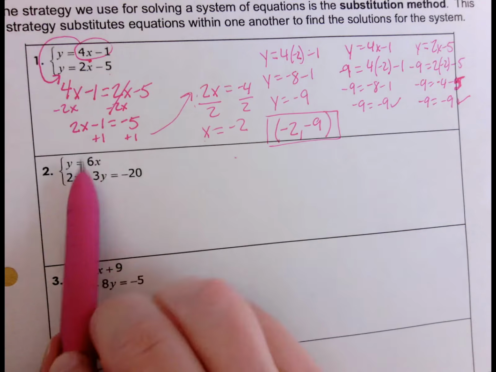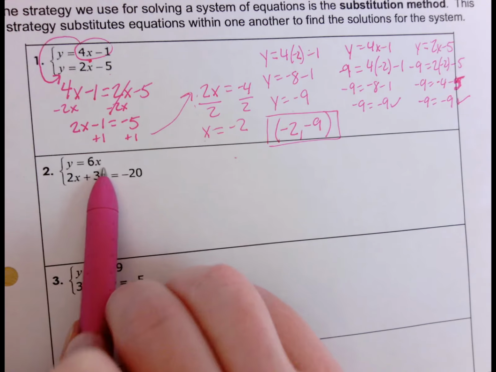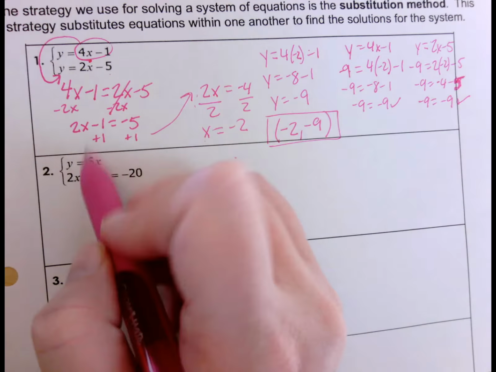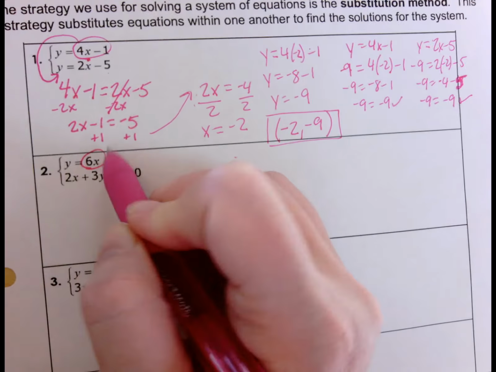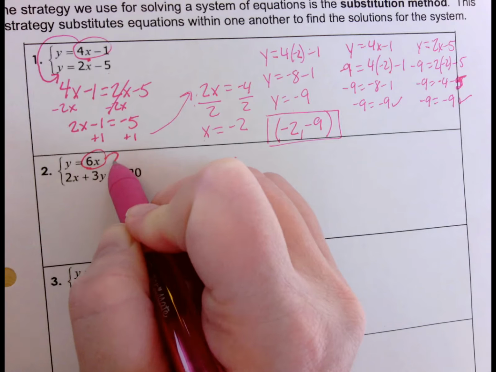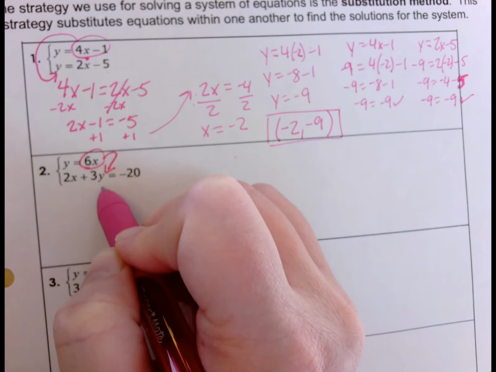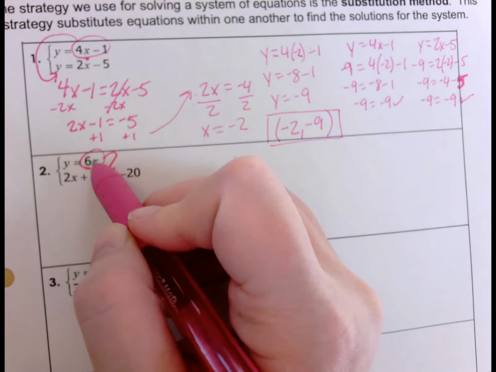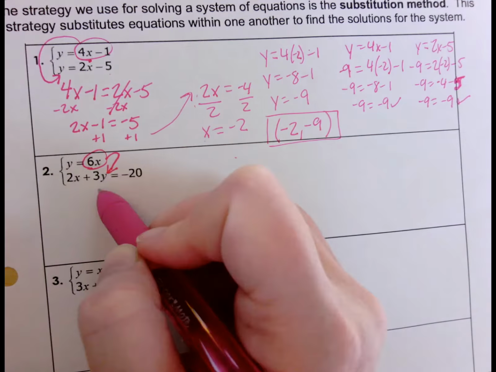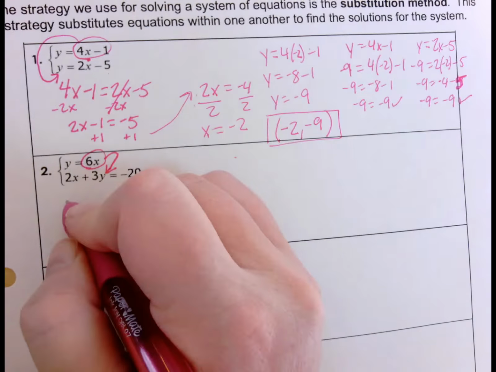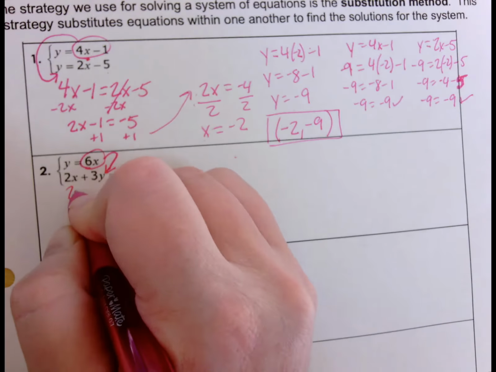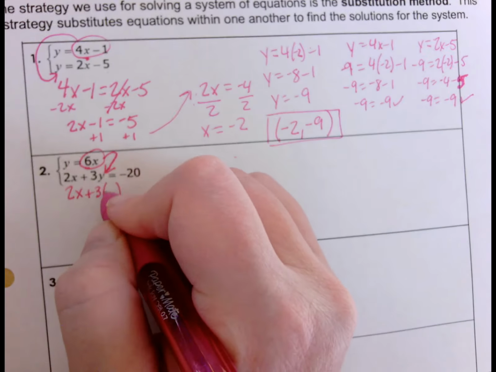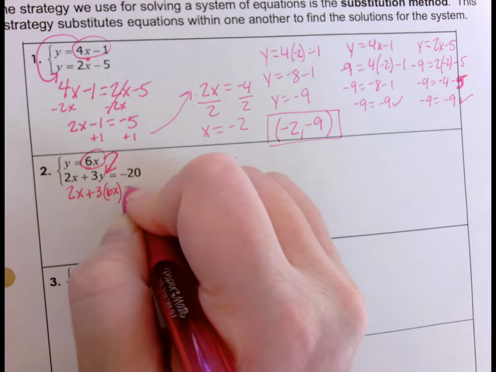So number 2, we know that y is equal to 6x. We also know that 2x plus 3y is equal to negative 20. Okay, so in this case, I know that y is equal to 6x, so I could take that and plug it in here for y and solve, because I can substitute it in the place of the y in the other equation. So that's what I'm going to do. I'm going to do 2x plus 3, and instead of y, I'm going to plug in what I know y to be equal to, which is 6x.